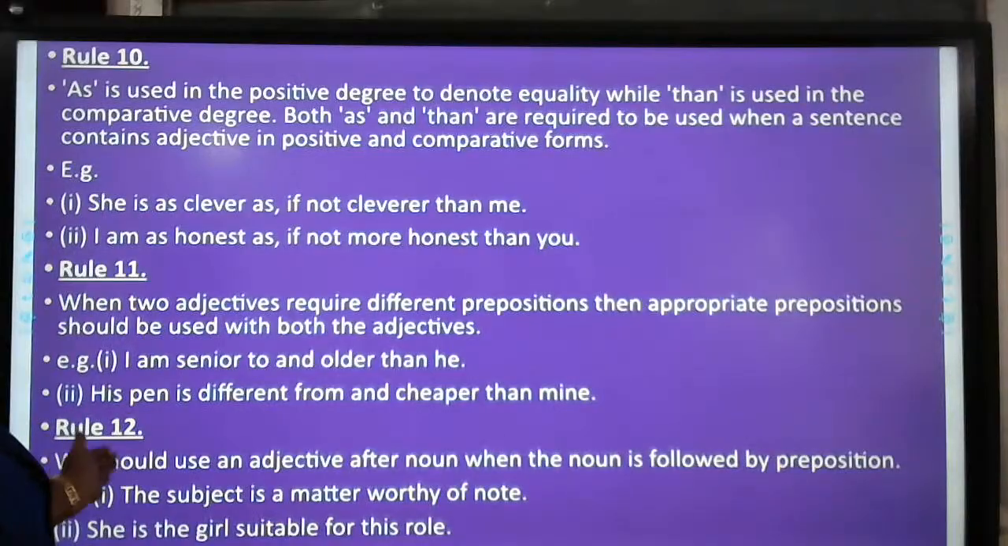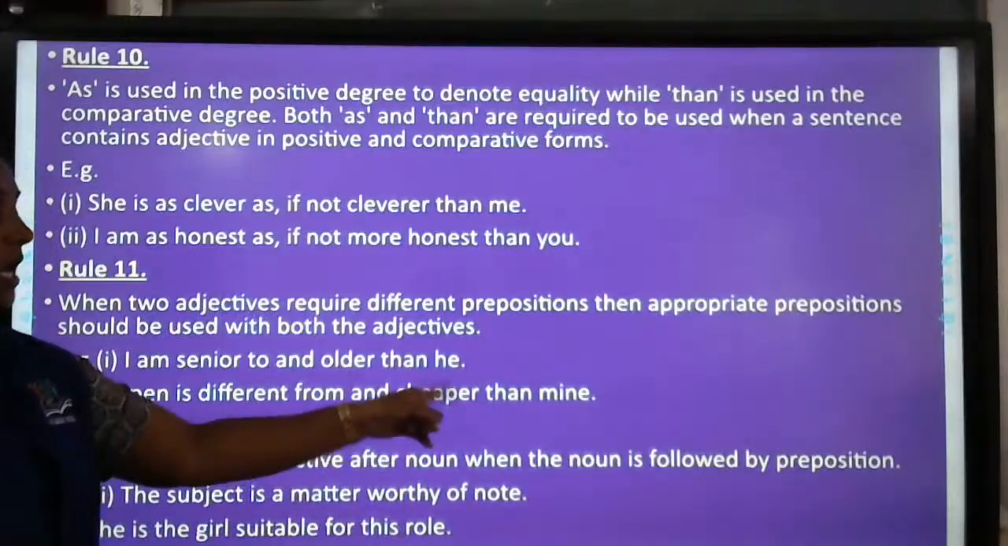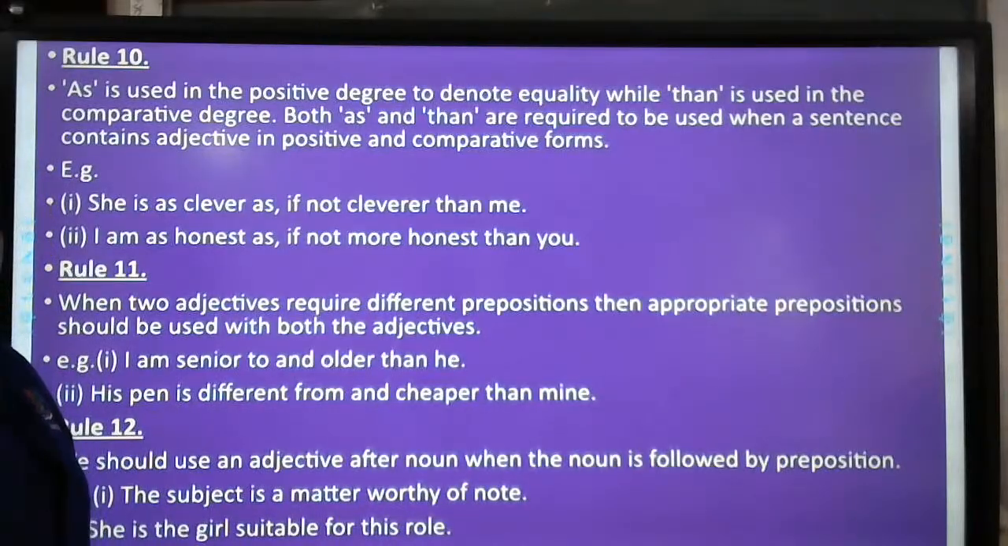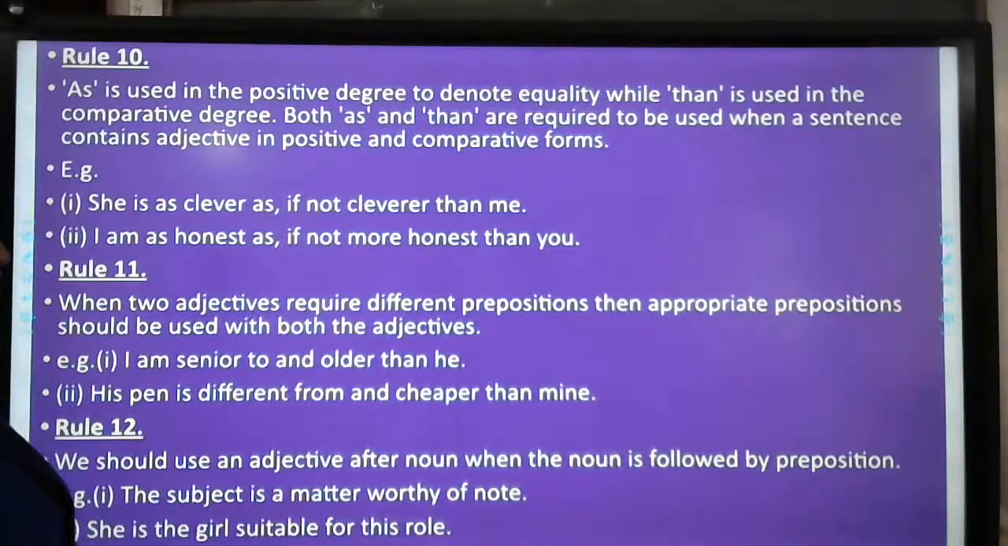Then the rule 12. We should use an adjective after a noun. So an adjective must be used after a noun when the noun is followed by a preposition, and especially when this noun is followed by the preposition.